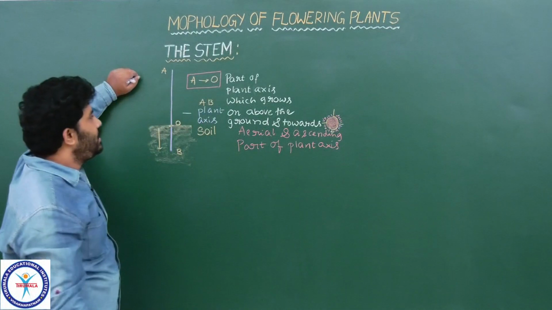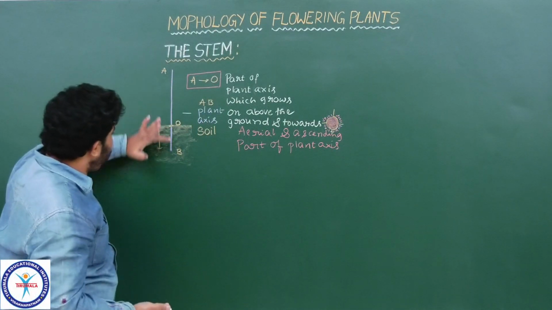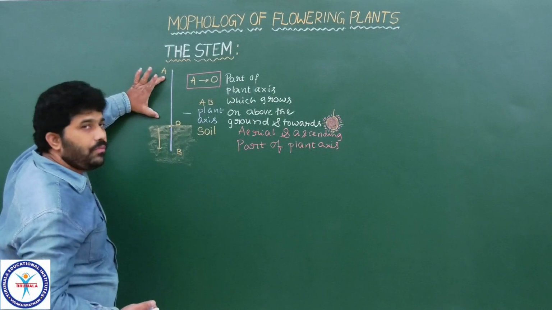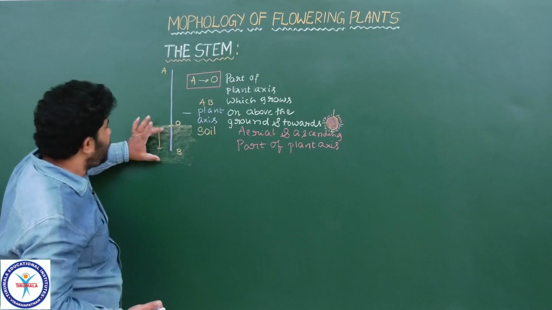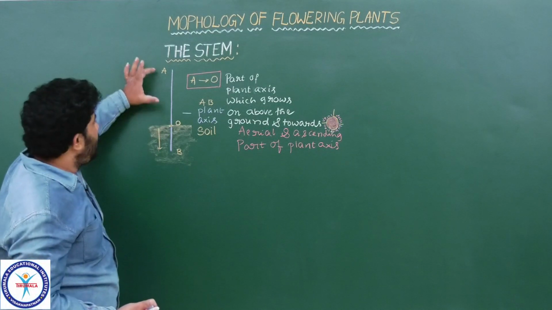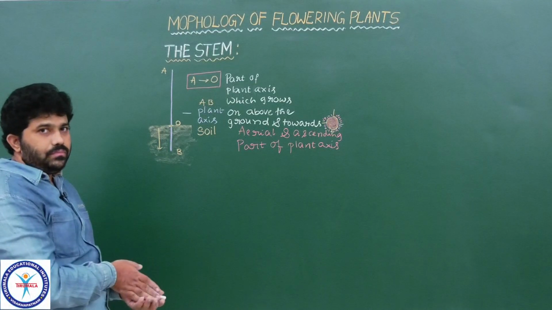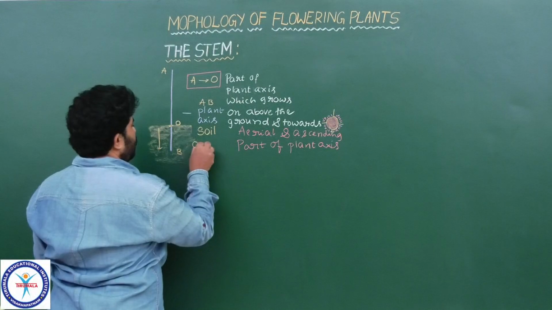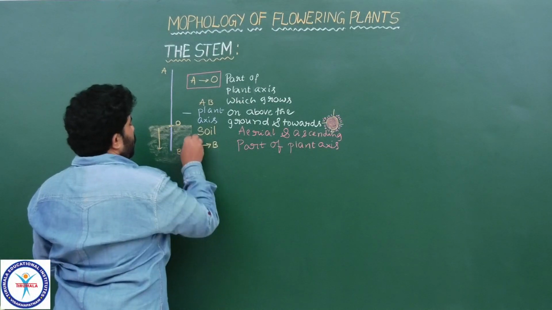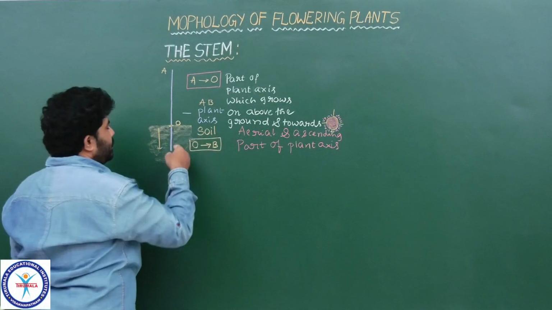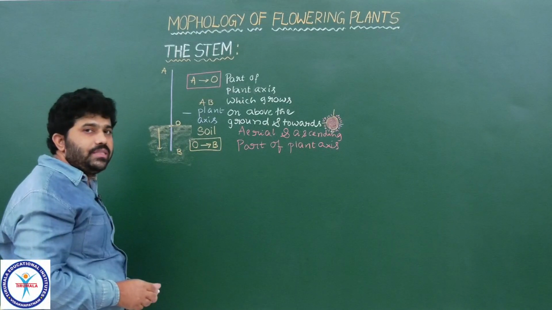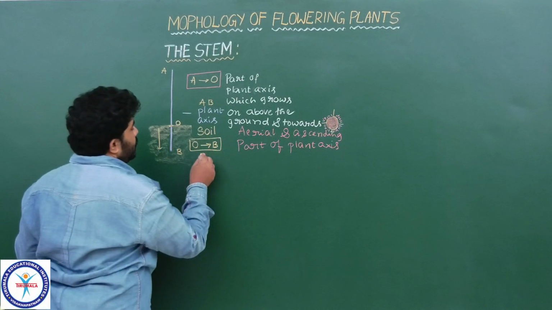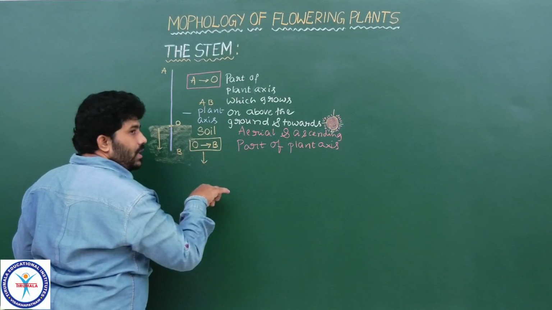Now you got the point, students. This is the complete plant axis, A to B. In that, it is one of the two portions and it is the other of the two portions: A to O and O to B. Now we are discussing O to B here. B is also not a permanent location. It continuously increases its length. How it increases, we already discussed. It is growing towards the soil.